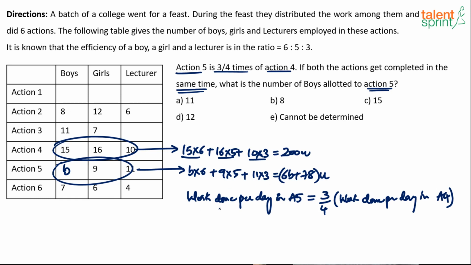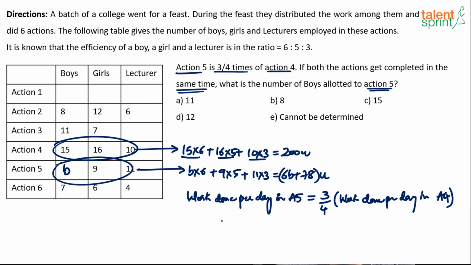So whatever work you do per day in action 5, it should be 3/4 of the work that you do in action 4. Because actual work is 3/4 of it. Yes, no, times are equal. So work should also be equal in that given ratio. Right? That's it. Now what's the work done per day in action 5?